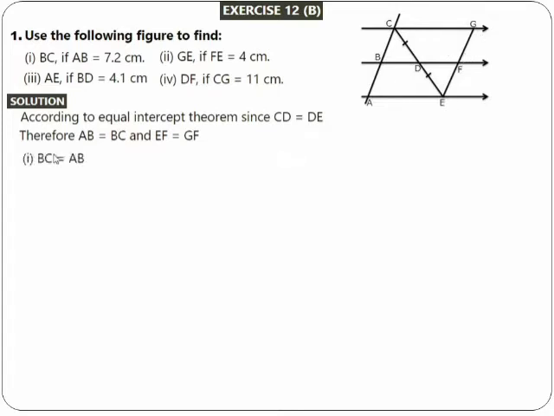Now number 1, you need to find BC if AB is given to you. So AB is given to be 7.2, isn't it? So that's why if AB is 7.2, then the value of BC will also be equal to 7.2 centimeter. That means we got our first answer.